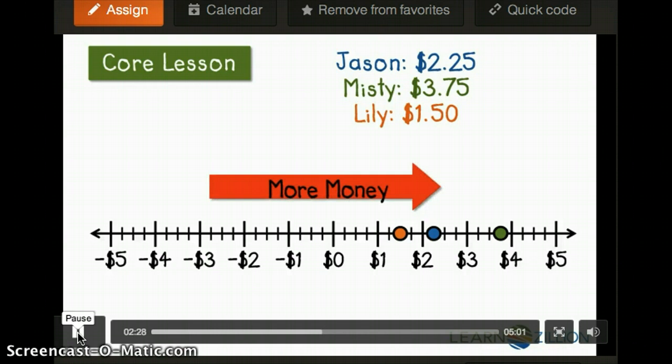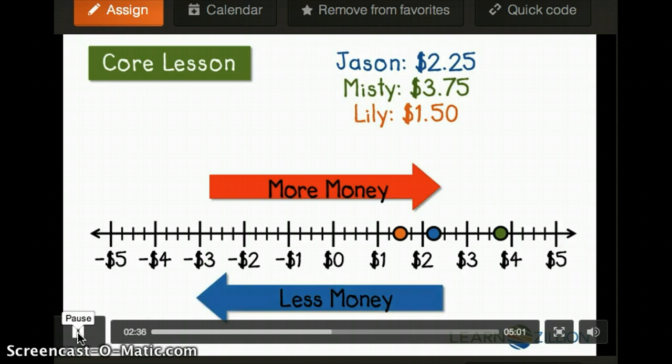Now, when you're looking at a number line, the further to the right that you go means the more money that you have. The further to the left that you go means that you have less money. So a person who is furthest to the right on the number line is going to be the person with the most money, and the person with the least amount of money will be furthest left.